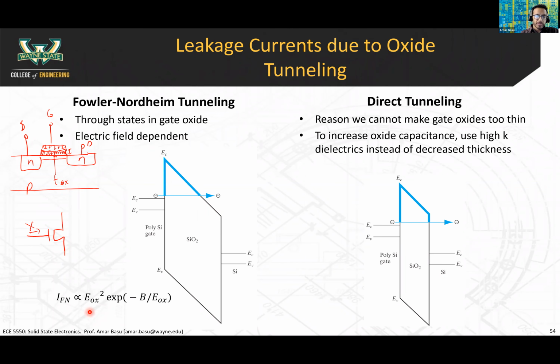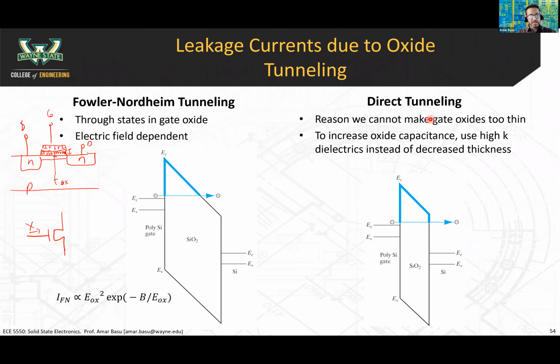So in Fowler-Nordheim tunneling, the gate leakage current is proportional to the electric field in the oxide squared and the exponential of the barrier height divided by the electric field in the oxide. You're not going to need to know this for the exam. I guess for the purposes of the exam, what I'd like you to know is that this mechanism of tunneling is electric field dependent, because that is what differentiates it from the other mechanism of tunneling.